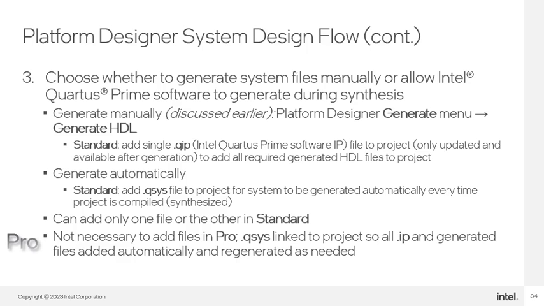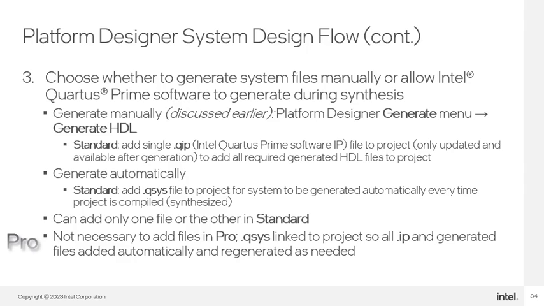Next, choose how you want the system to get generated, either manually as discussed earlier or automatically during compilation. Your choice will determine what files, if any, need to be added to the project. If you're using the Pro Edition, it does not matter which method you choose. The Intel Quartus Prime software will generate or regenerate the system as needed. No additional files need to be added to the project. However, if you're using the Standard Edition, you will need to add a file to the project, either the .qsys file or a .qip file.